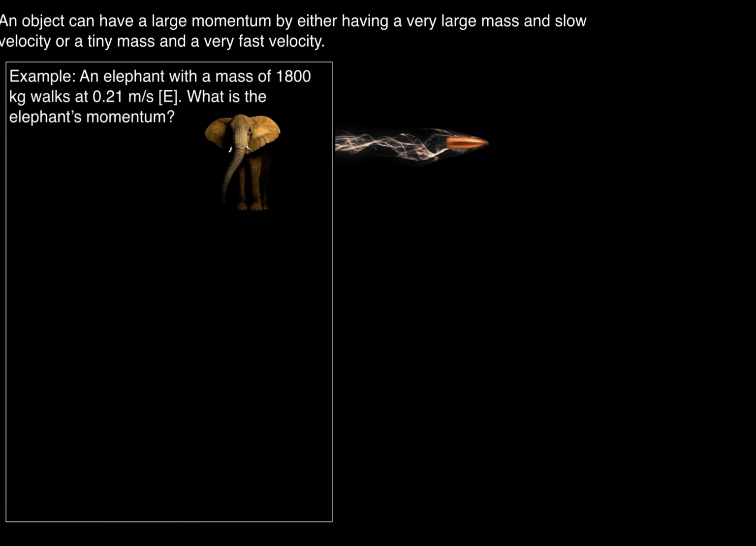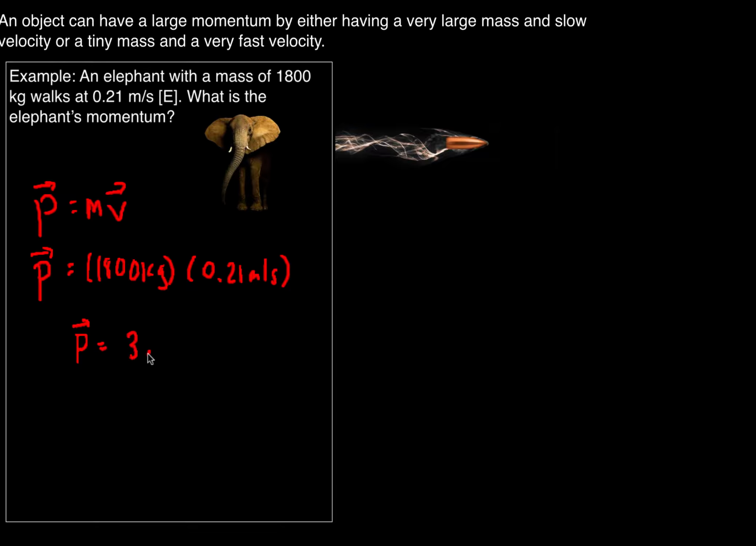Here's an example for the elephant. An elephant with a mass of 1,800 kilograms walks at 0.21 meters per second. What is the elephant's momentum? Momentum equals mass times velocity. So the momentum is the mass of the elephant times the elephant's velocity, giving us a momentum for the elephant equal to 3.8 times 10 to the 2 kilogram meters per second. And again, the direction for the momentum is the same as the direction for the velocity. So in this case, it's east.